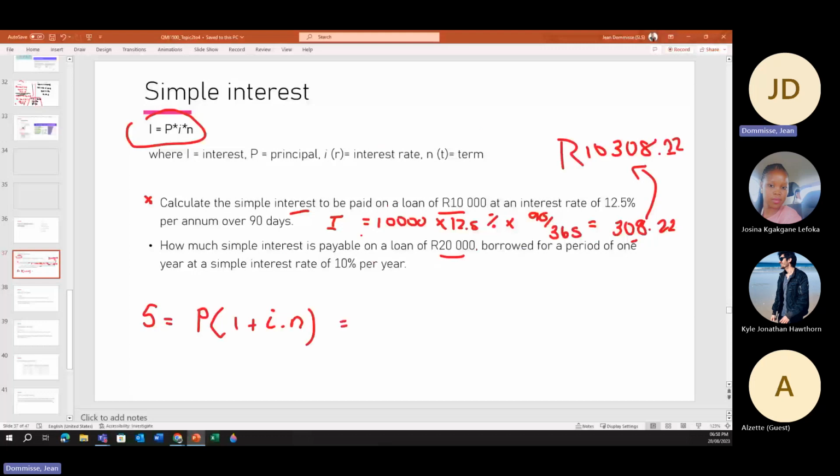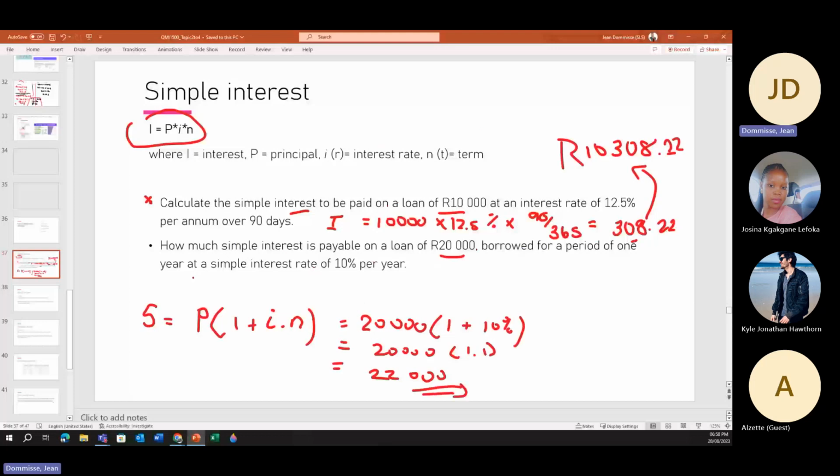So our final amount, S, would have been the principal amount, 20,000, times 1 plus, they tell us for 1 year, and they tell us it's 10%. 10% times 1 is going to stay like that. So 20,000 times 1.1, and that is supposed to be 22,000.